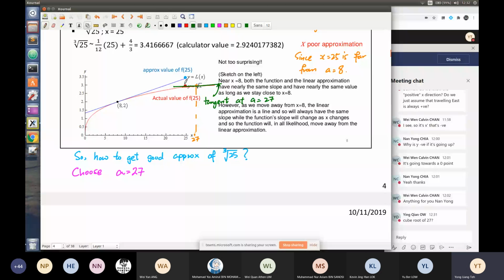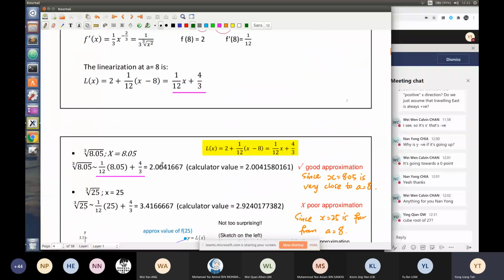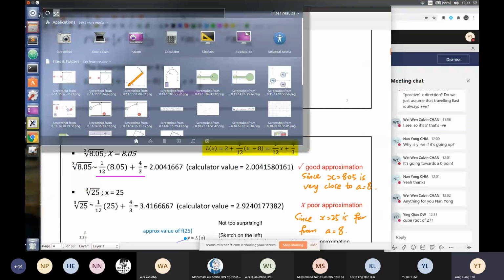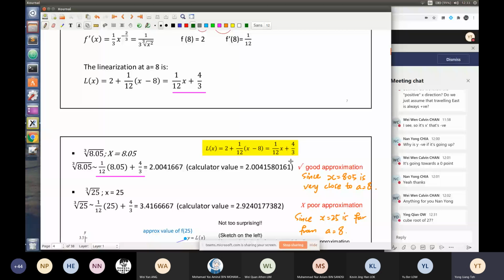So let me prove it to you, and you can actually prove it to yourself as well. Therefore, the linearized equation is still the same. It's just that a is now changed. So I'm just going to copy and paste here. So this is my linearized equation. Hold on, oh sorry, it's not, because I need to calculate f prime. So let's do that.